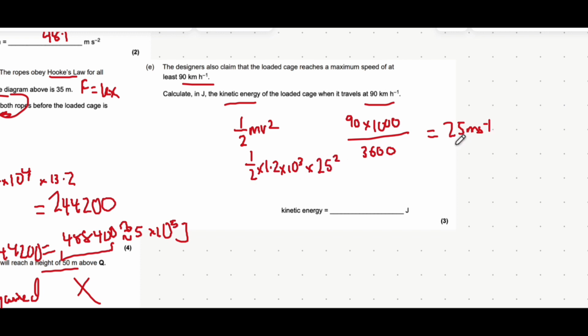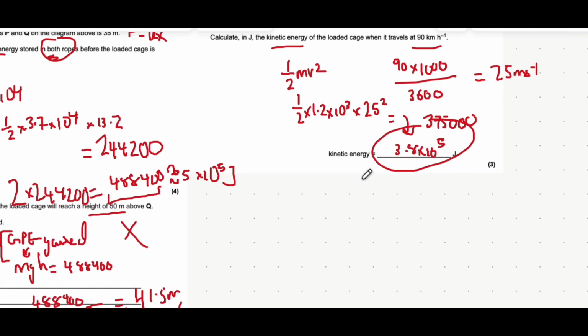So half times mass times that velocity squared. And then all of that, I don't remember this answer, so I'm just going to quickly do it. 25 squared times 0.5 times 1.2 times 10 to the power of 3. 375,000. When you get a large number like this, I'd always recommend you write it to not only two significant figures, so 3.8, but also in standard form, so times 10 to the power of 5. And that's everything for this question.